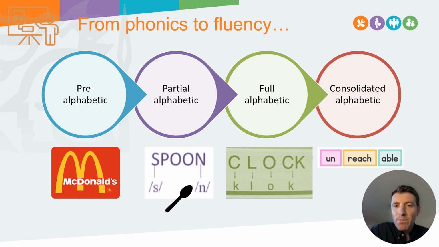Then you move on to the partial alphabetic, and this is where learners have an initial grasp of some letters and some phonemes, but they don't use them in their entirety to decode a word. So they might recognize s and n and see a picture and go, that word says spoon. They haven't read it in its entirety, but they do know some of the letters, some of the graphemes to be able to make a good guess and get it right. So that's partial alphabetic.